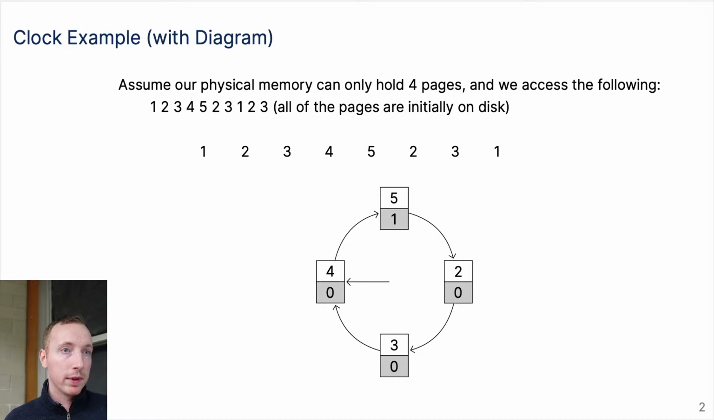Yep. When we check the 3, why did the hand not point to the 3 afterwards? Like we did 1, 2, 3, 4, 5, 2, and then 3. At 3, why was the hand still pointing towards the 2? On references that are already in memory, you just update the reference bit, you don't touch the hand at all.